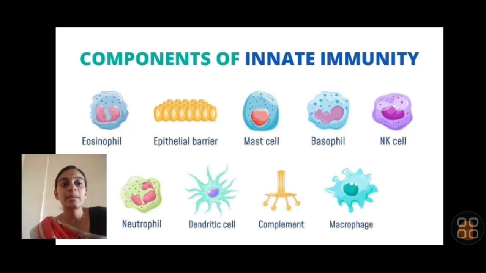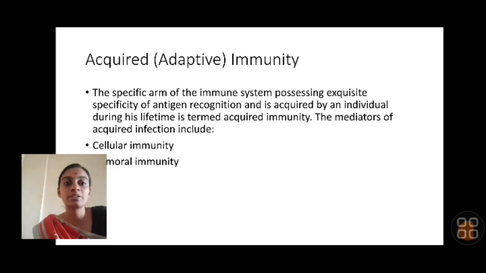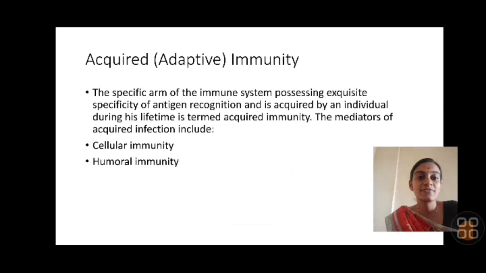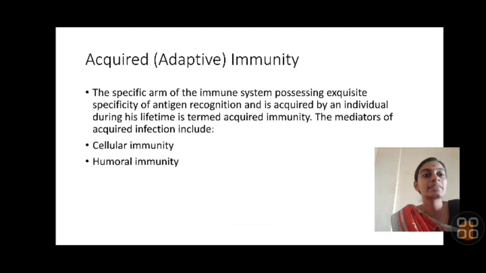The second type of immunity is acquired immunity, also known as adaptive immunity. This is the more specific arm of the immune system, and this process requires specific antigen recognition and is acquired by individuals during their lifetime. That is, it has a long-term effect. And the mediators of acquired immunity include cellular immunity and humoral immunity.